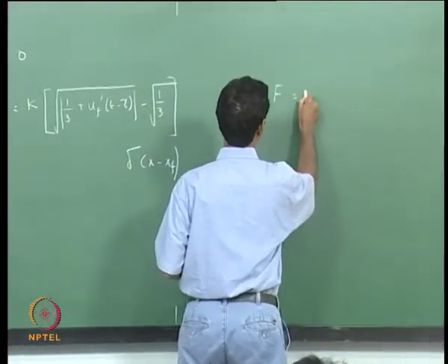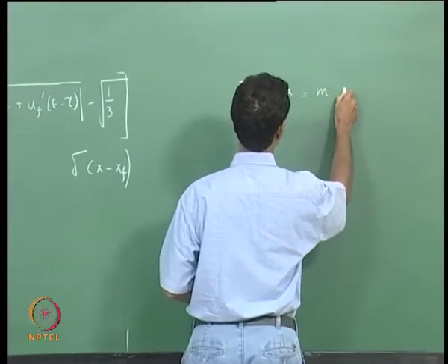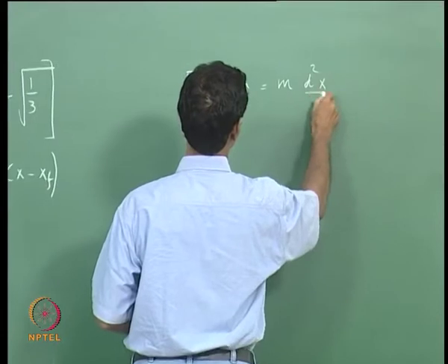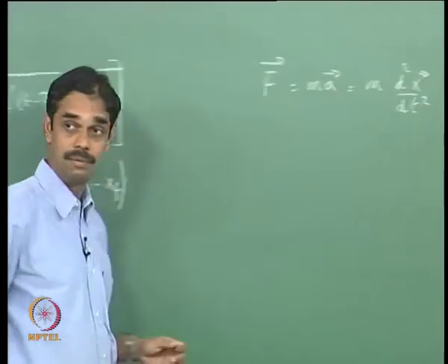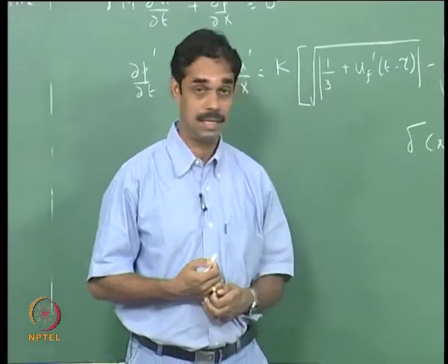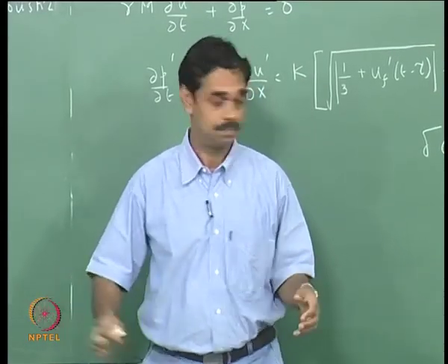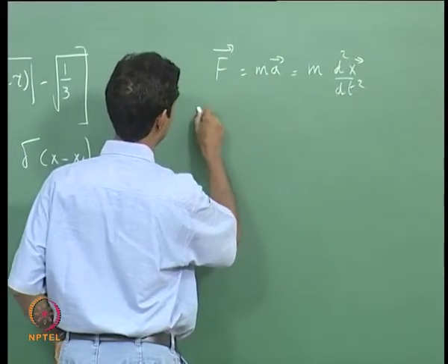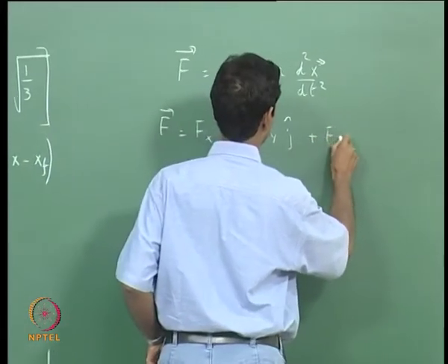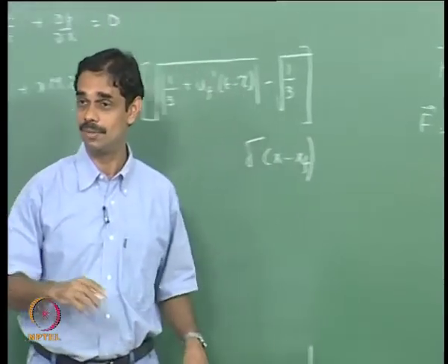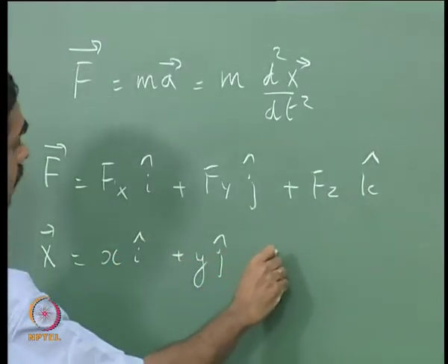F equal to ma. So this would be m times acceleration, d squared x over dt squared, right? So this is, strictly speaking, a vector equation. Now, what we do with our x and f is write them in terms of basis vectors. So F we say is Fx times i plus Fy times j plus Fz times k. Help me out if I go wrong. X we say is xi plus yj plus zk.